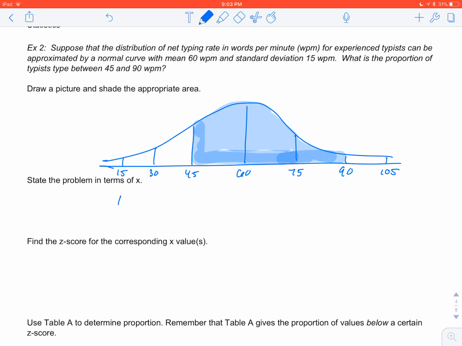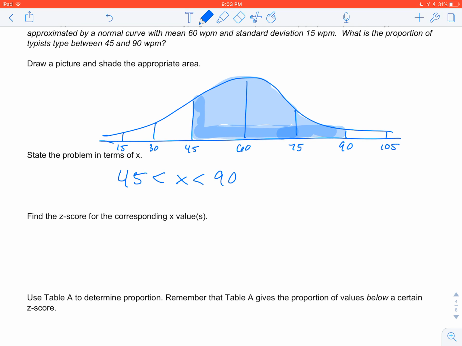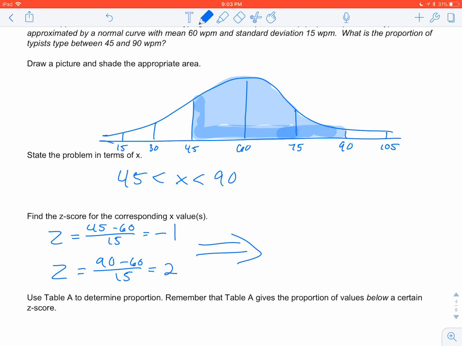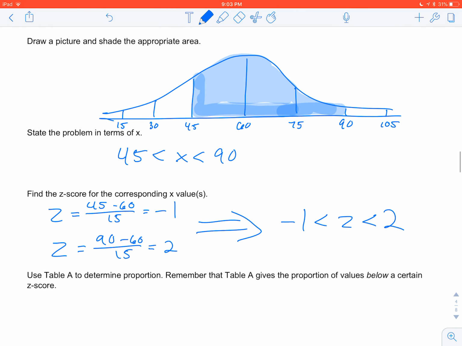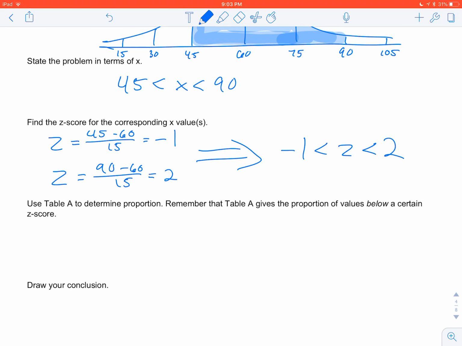State the problem in terms of x, so 45 less than x less than 90. You're going to find the z-scores for the corresponding values. If you go ahead and calculate for each, 45 minus 60 over 15, you'll find out exactly -1. This one, 90 minus 60 divided by 15 is going to be exactly 2. So this turns into -1 less than z less than 2. Now, we're going to use table A to determine proportion.